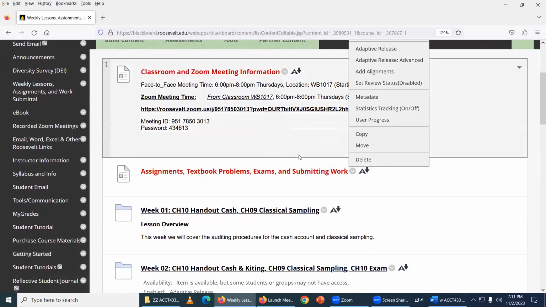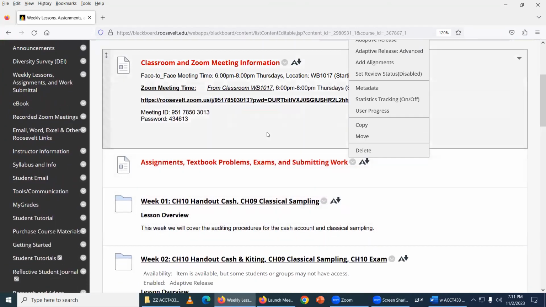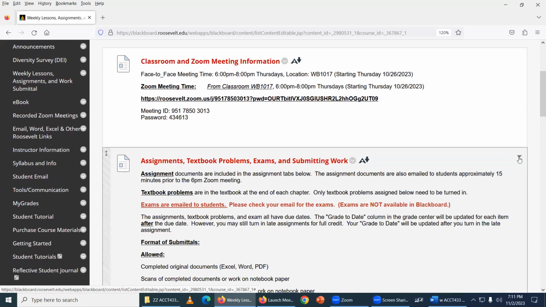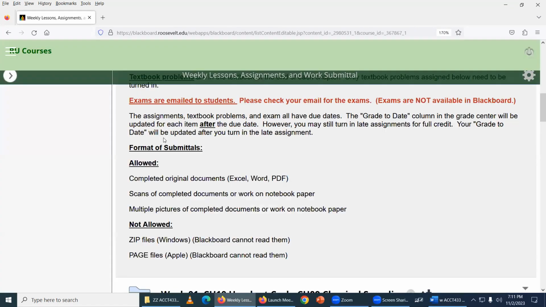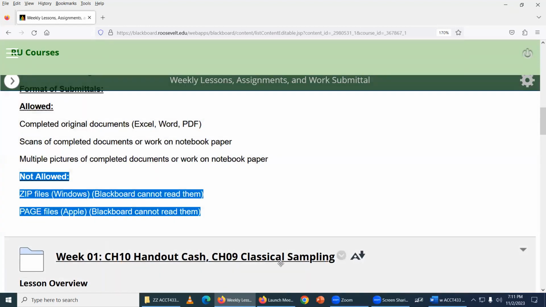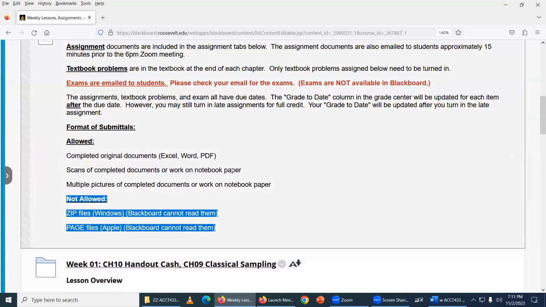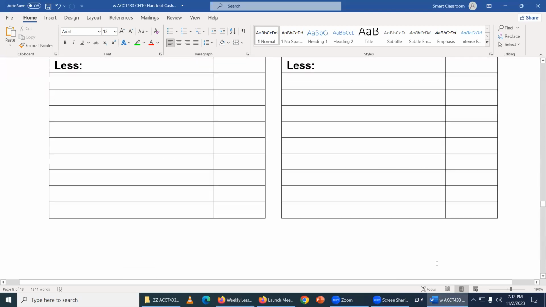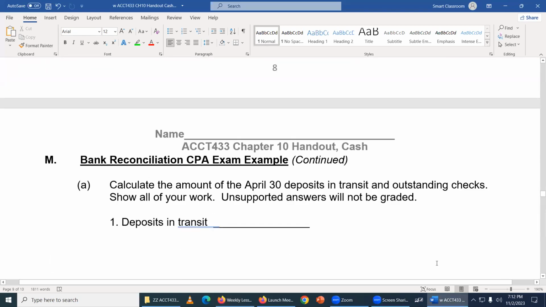The only thing that's not allowed are the zip files and page files. It should take them, I agree, but it doesn't. But any way you want to get those in is fine with me. If you did it right in the handout, like I'm doing on screen here, that's fine too. Just save it, send it in. You don't have to put your name on it or anything. It'll automatically be in your account.